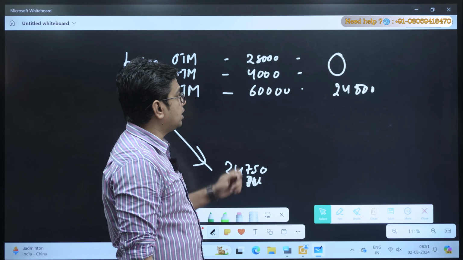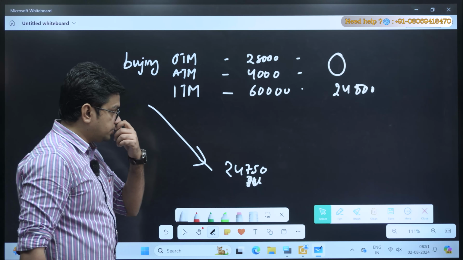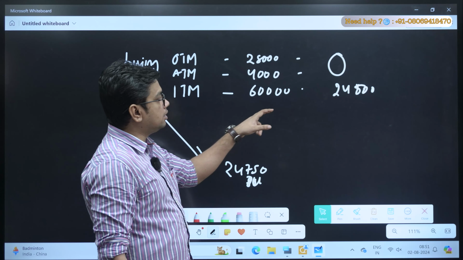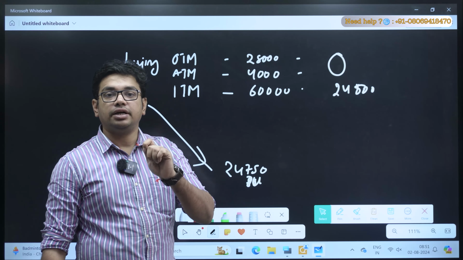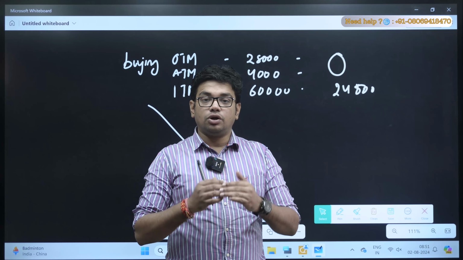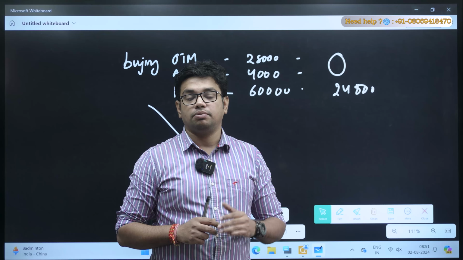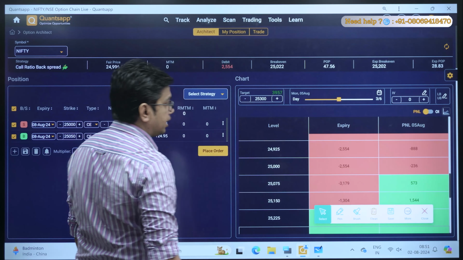That is why I go through the option strategy, because in option strategies my whole capital will not be wiped out. There will be limited loss. The loss will be defined. That means the loss will not be more than this price. That is why I was showing you Option Architect.